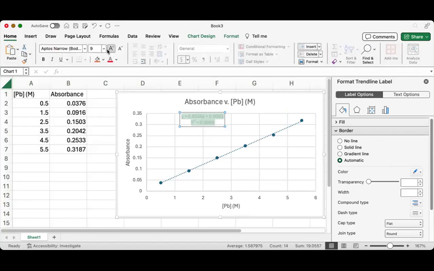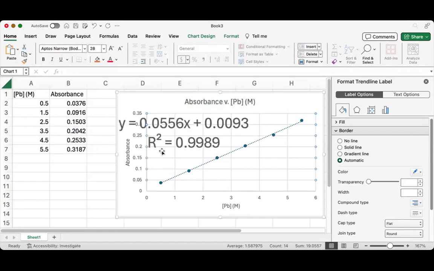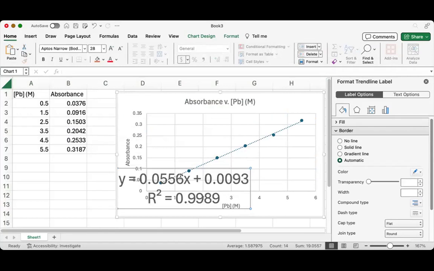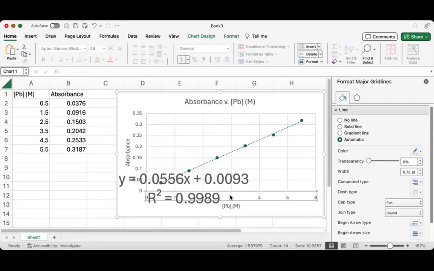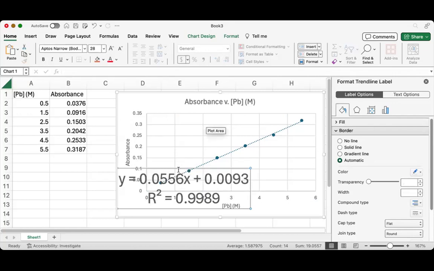Bigger. There's just so we can see it better. So this is what we get. And we see it's very close to 1, so this is a very good calibration curve.